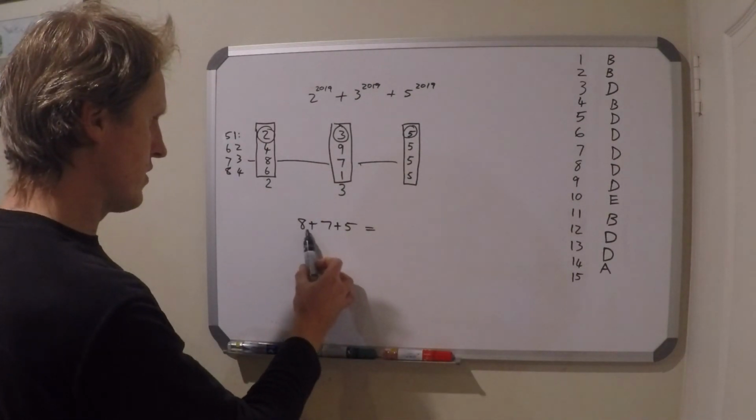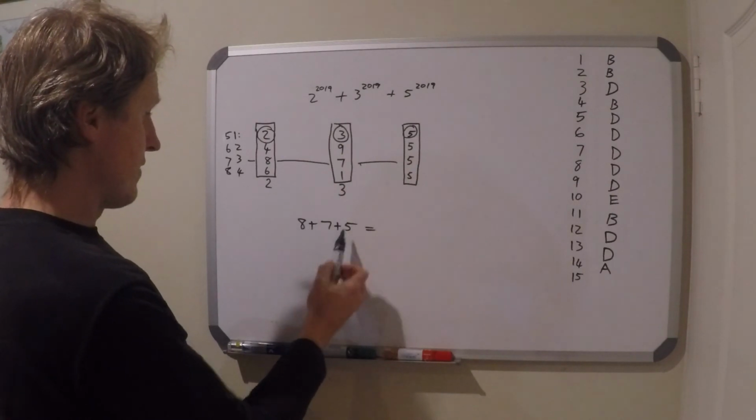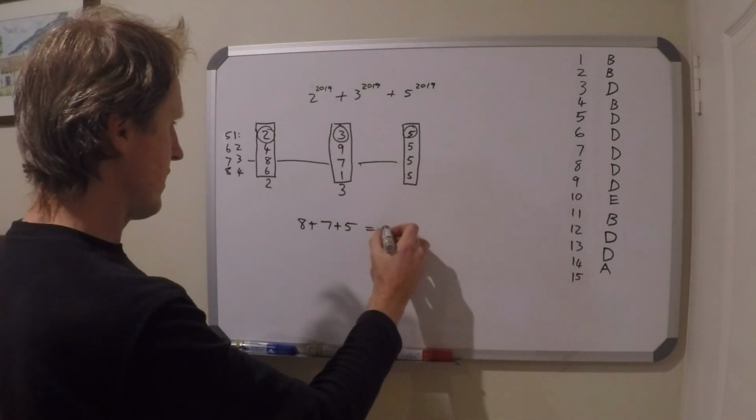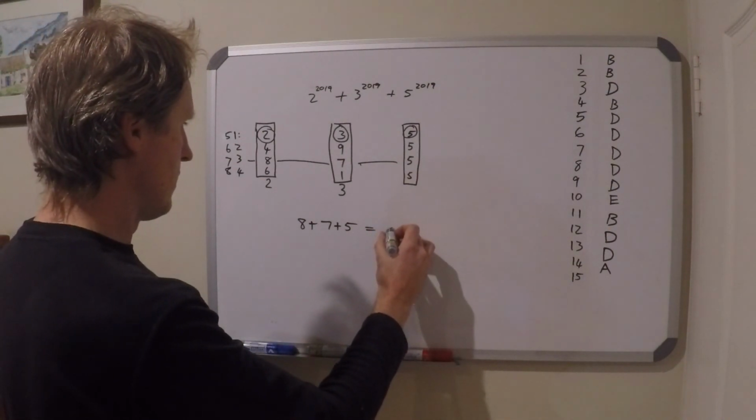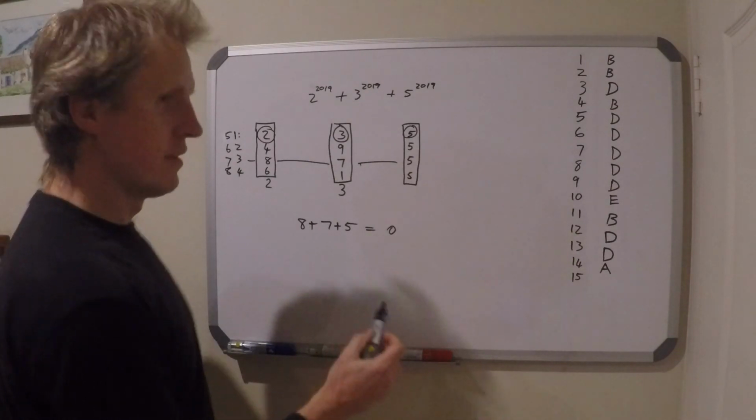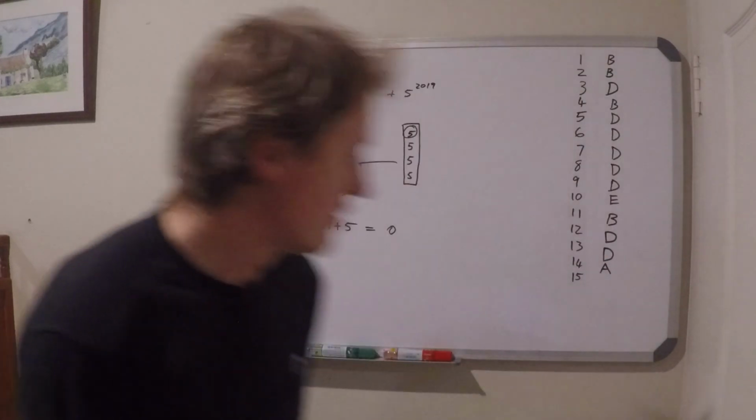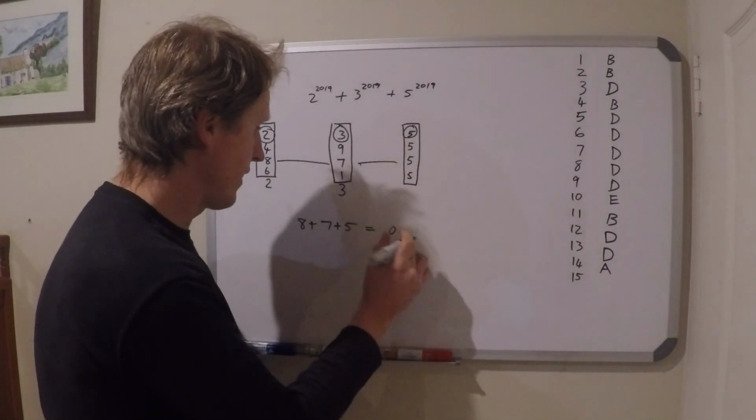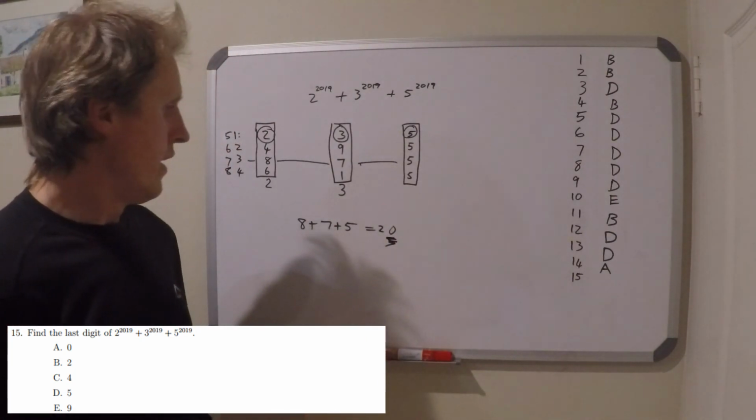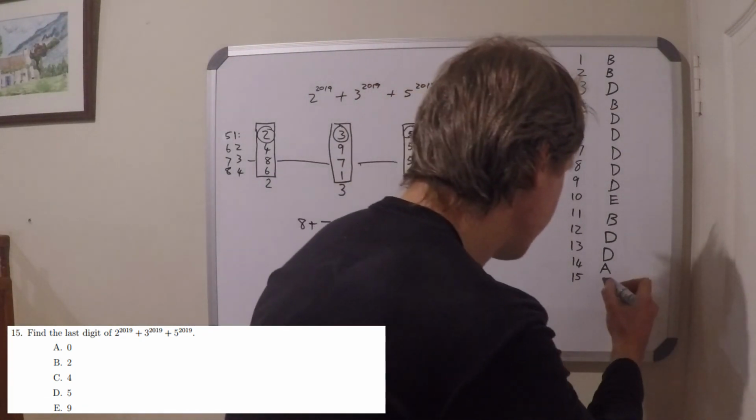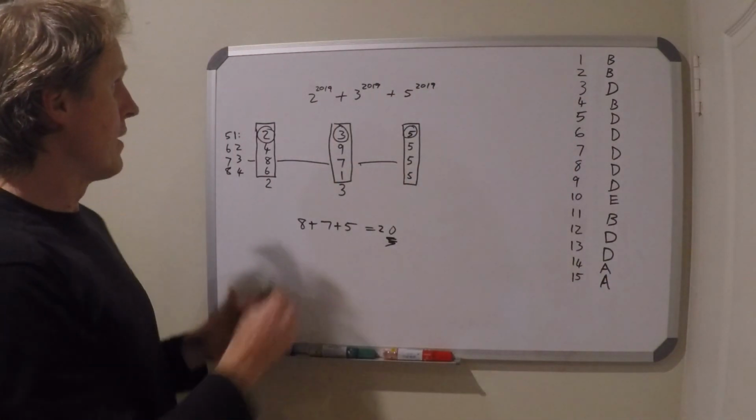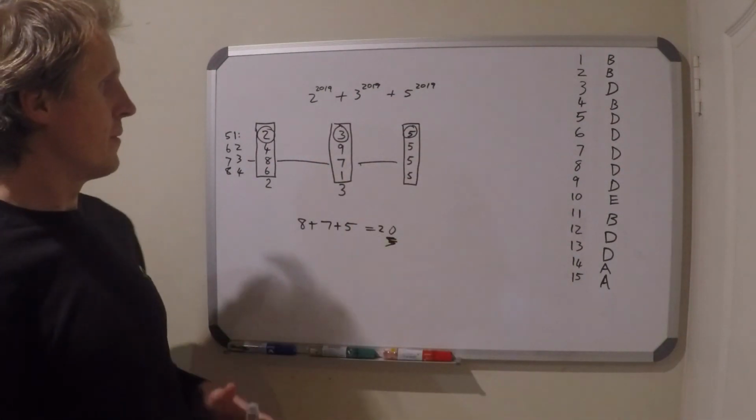8 and 5 is 13, plus 7 is 20. So this actually equals 20, but the last digit is a 0, and therefore the answer is A. The last digit of this number is a 0.